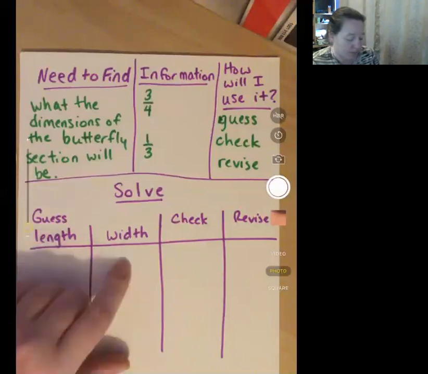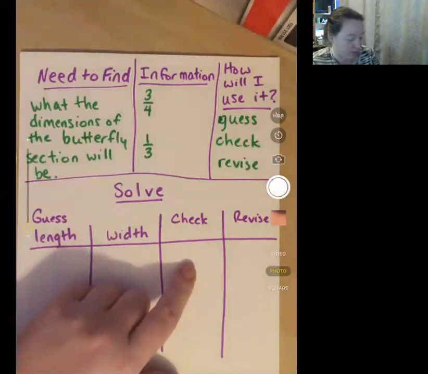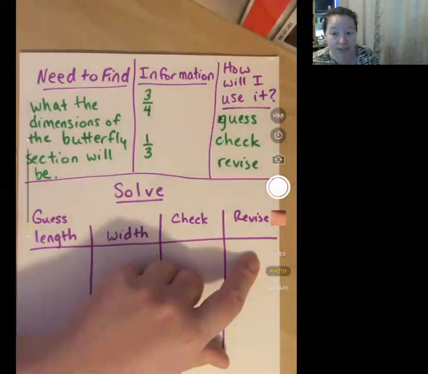So the first one they have written down says, the guess was 3/4. Then if I multiply 1/3 times the 3/4, I get 1/4. If I multiply the 3/4 by the 1/4, I end up with 3/16, which is too low. So I'm going to revise by trying a longer length.